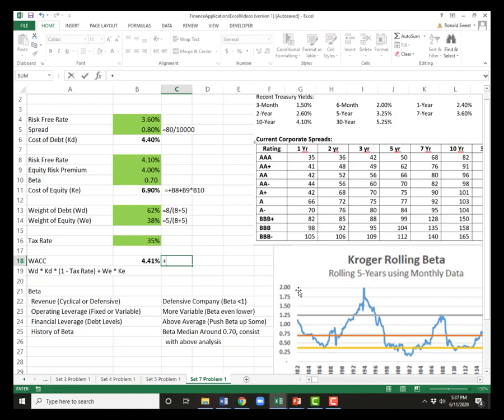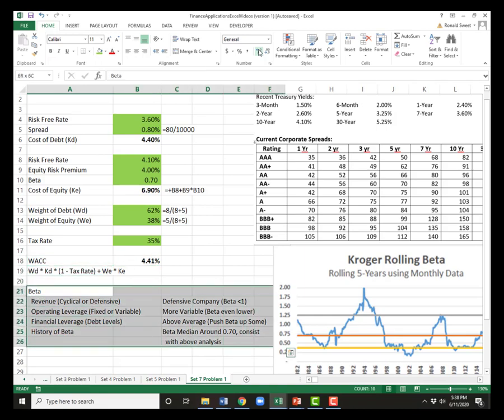Let me do it by shorthand just to make sure. Sorry, I've got a little sticky key there. And I get close to what I had here because of rounding. So yeah, that looks like the right number. So that's what you're looking for.